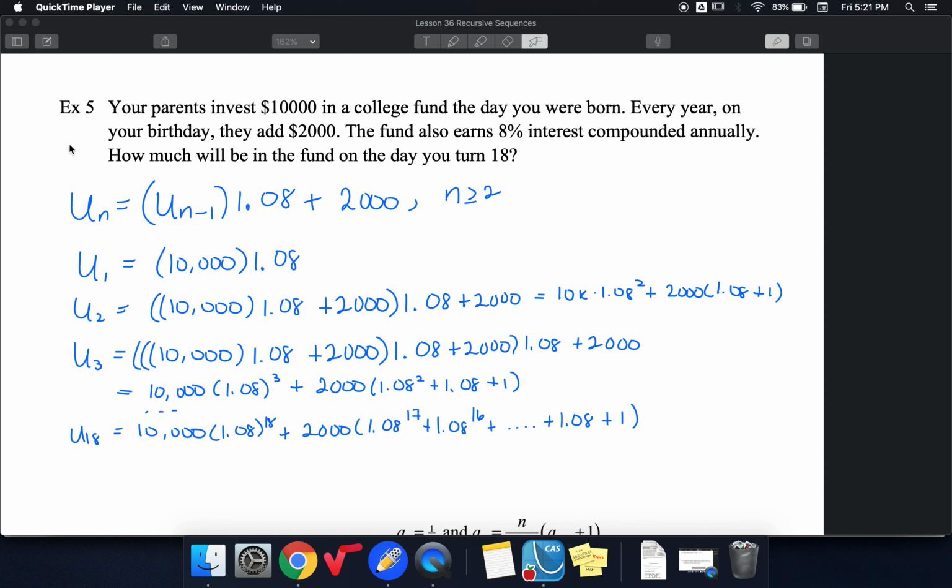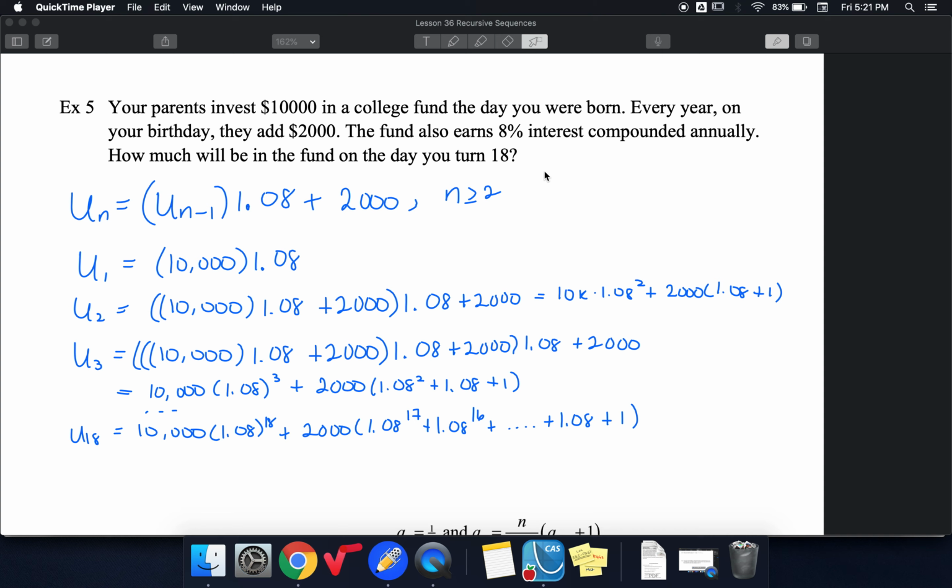All right, now I'm going to talk you through example 5. So I've already written out what's going on because I don't want to spend my time writing and talking. So I want to talk it through with you and then point out how I came up with what I wrote down. So your parents invest $10,000 in a college fund on the day you're born. Every year on your birthday, they add $2,000, but the fund is also earning 8% interest compounded annually. How much will be there on the day you turn 18?